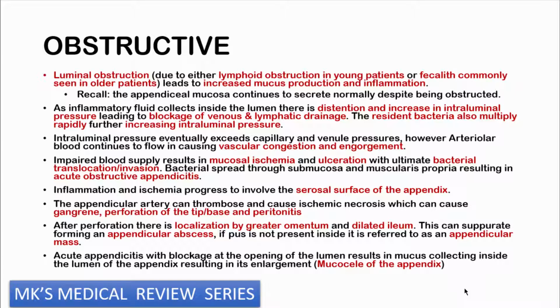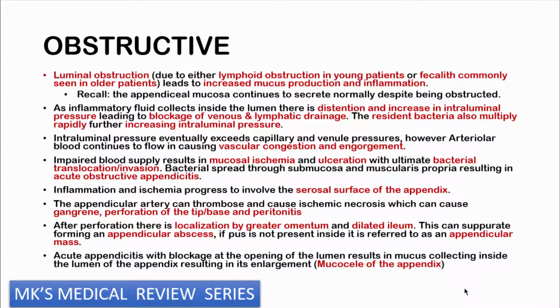Now, you're going to have a point where the pressure within the lumen is going to exceed the pressure in the capillaries. It's going to exceed the pressure in the venules, but the arterial pressure will still be much higher than the luminal pressure. So it means that the arteries and the arterioles will still keep pumping blood to the appendix. So this is going to lead to vascular congestion. This is going to lead to engorgement.